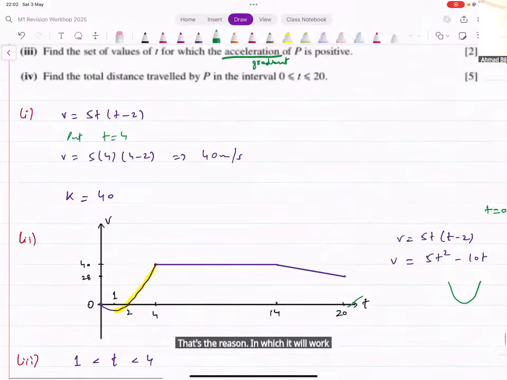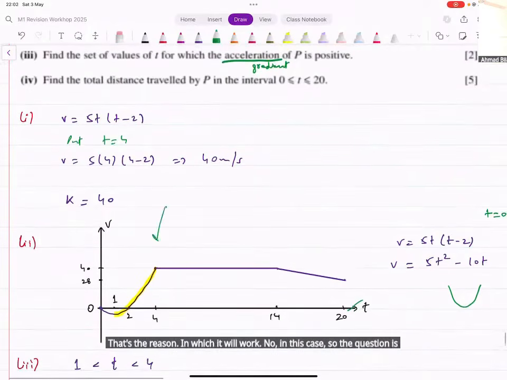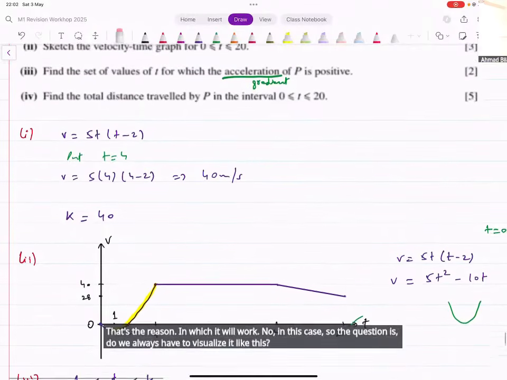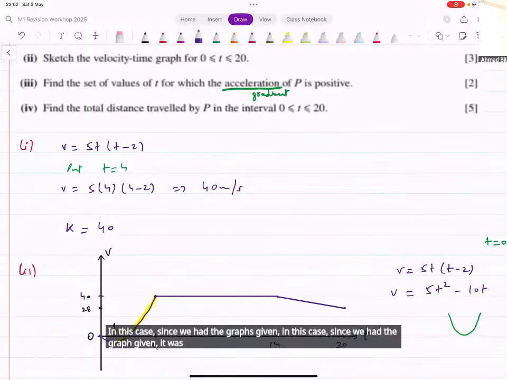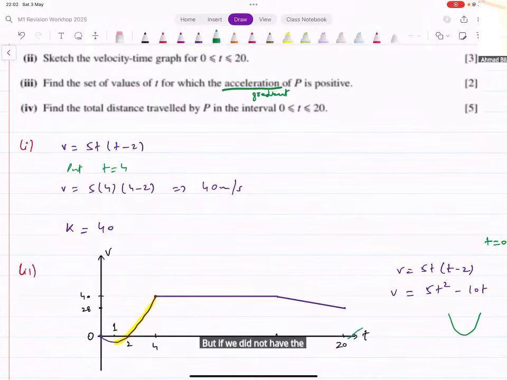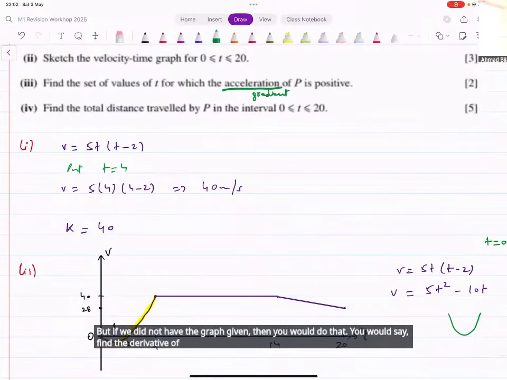So the question is, do we always have to visualize it like this? In this case, since we had the graph given, it was easier to do it from the graph itself. But if we did not have the graph given, then you would find the derivative of v, find acceleration, put that greater than 0. That's what you would use if you did not have the graph given.